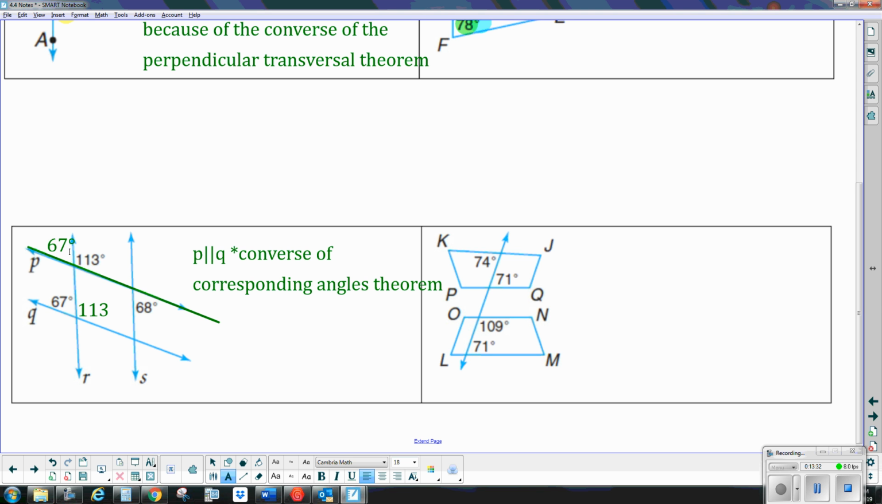And if R and S are parallel, then alternate exterior angles will be congruent. So here are my alternate exterior angles, 67 and 68. They are not congruent, therefore I know that R and S are not parallel.